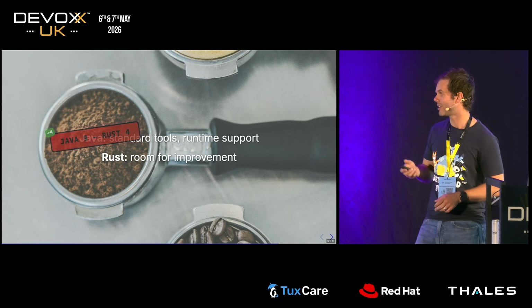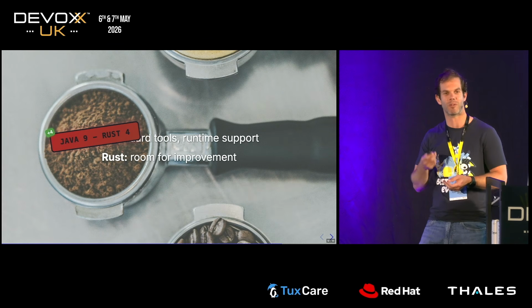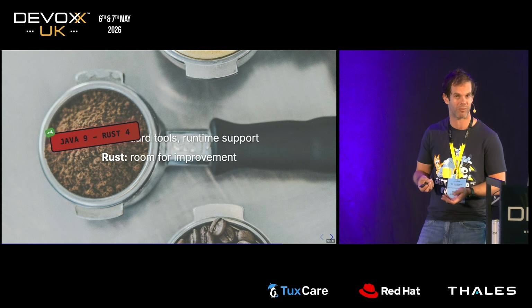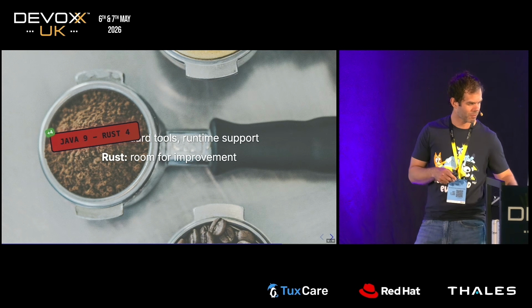So TLDR, Java observability is absolutely ridiculous. Rust, you'll get there in the end. It'll never be as good as with the JVM. The JVM is a very big advantage for observability, but it can definitely improve.